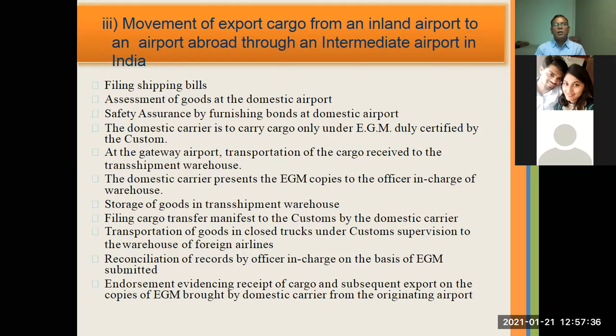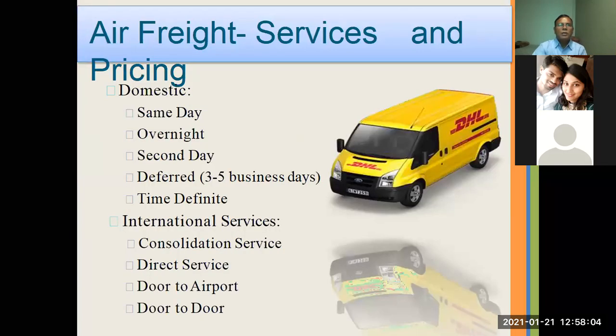Then again the cargo transfer manifest is filed with customs by the domestic carrier. Then goods are transported in a closed truck under customs supervision to the warehouse of the foreign airlines. Then the officer in charge reconciles the records on the basis of the EGM file. Then evidence of receipt of cargo is endorsed, and subsequent export is made, on the copies of the EGM brought by the domestic carrier from the originating airport. So in this way, the entire operation is carried out.